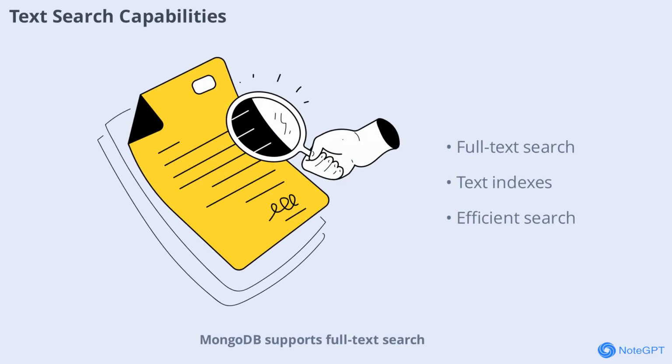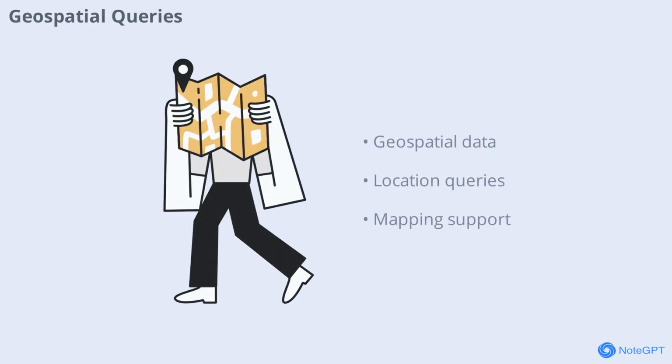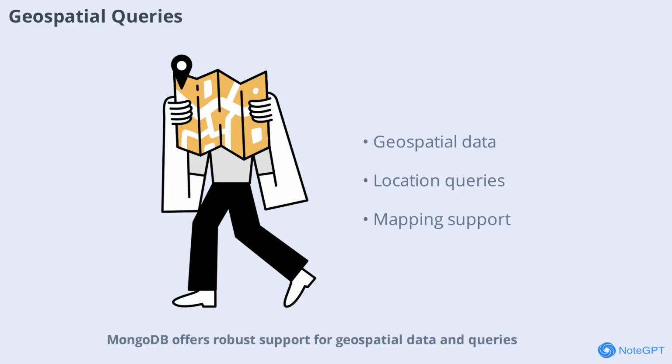MongoDB supports full-text search, allowing you to search for words and phrases within your documents. By creating text indexes, you can enable efficient and flexible search functionality, making it easy to build applications with advanced search features. MongoDB offers robust support for geospatial data and queries.